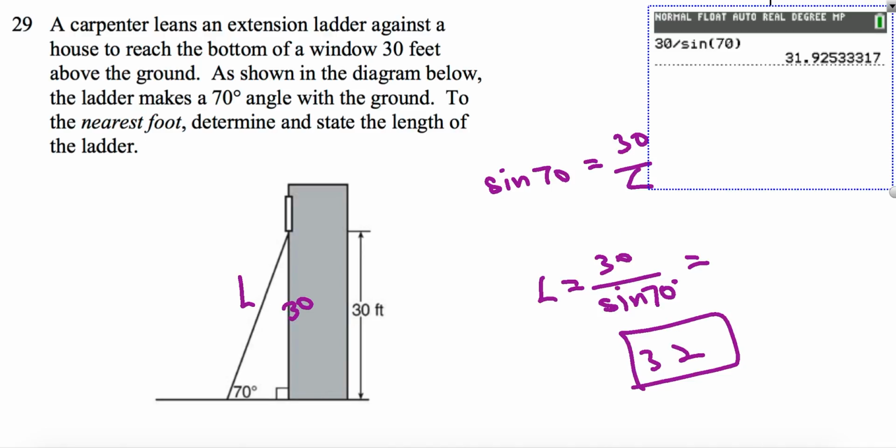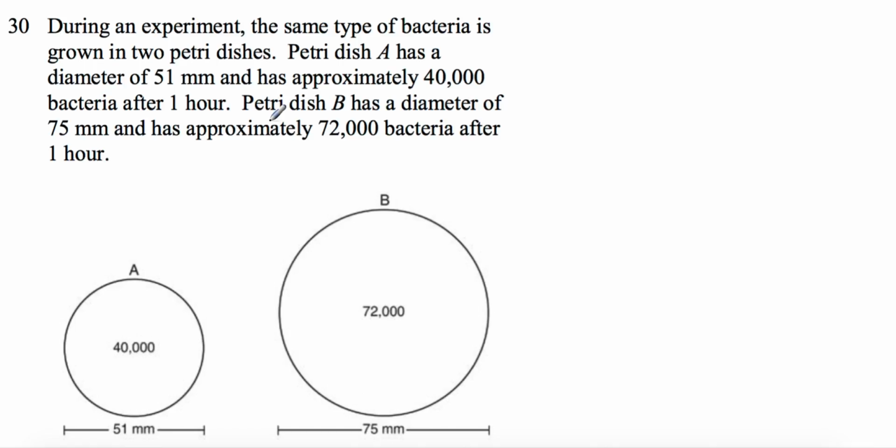Number 30. During an experiment, we have this many bacteria when the diameter is 51 millimeters, 72 in this case. So then let's find the density. Density is the number divided by the area. So we get first one, density A is equal to 40,000 divided by the area of this one, which is pi times 2.5 squared.